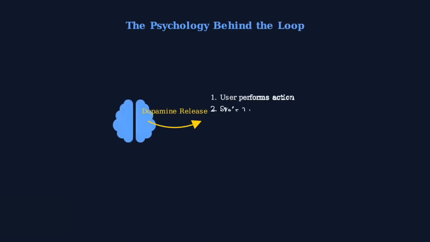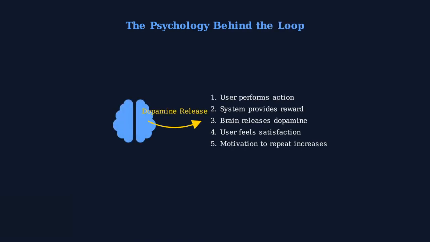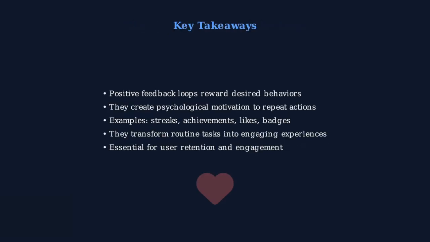The psychology behind positive feedback loops is simple but powerful. When we receive a reward, our brain releases dopamine, creating a feeling of satisfaction. This makes us want to repeat the action that led to the reward, creating an endless cycle of engagement. Positive feedback loops are everywhere in modern interfaces because they work. They transform routine tasks into engaging experiences, turning users into active participants who want to return again and again. Understanding these loops helps us design better, more engaging digital experiences.